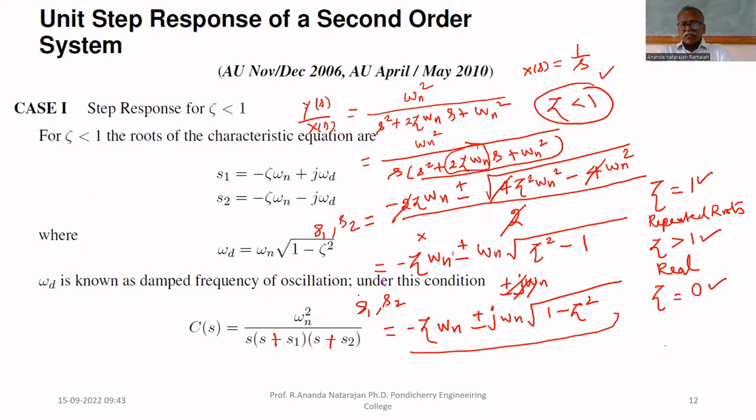Why I explained this is because if zeta is less than 1, what happens to the roots? To find the response, no need to find the roots. Why did I find the roots here? Because there are 4 possibilities. If zeta is less than 1, which is the assumption we made, the roots are complex. That's why BS plus C.